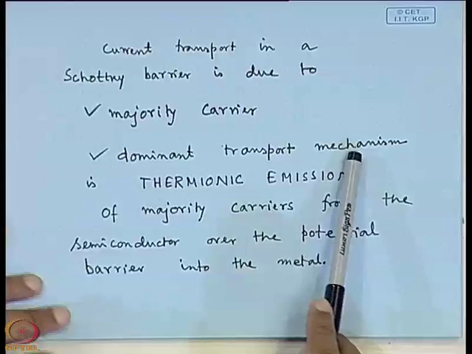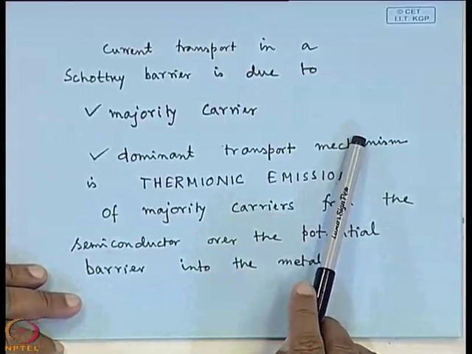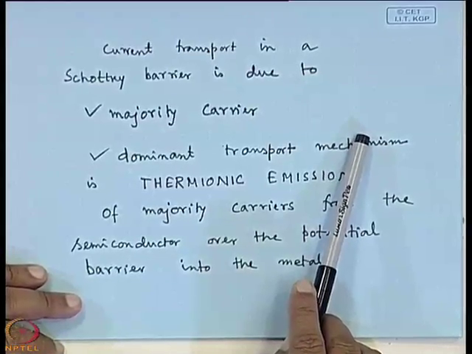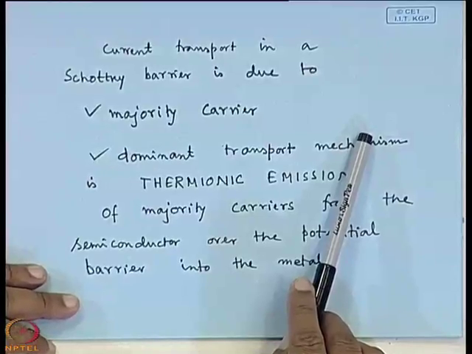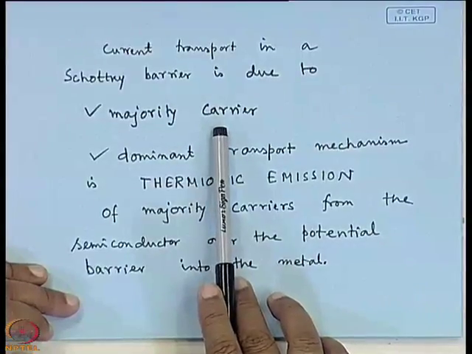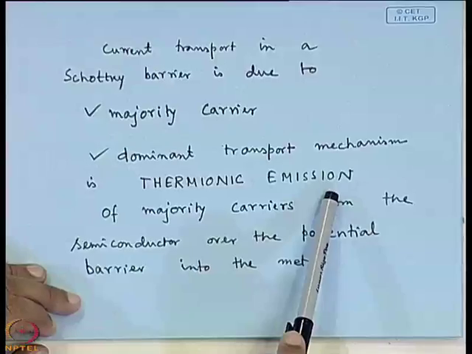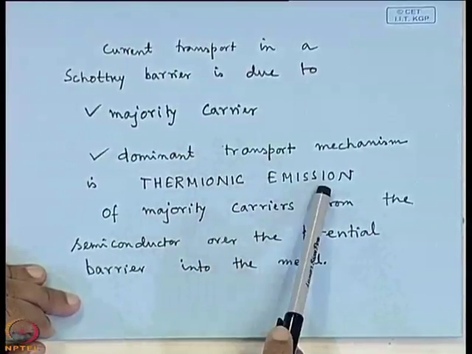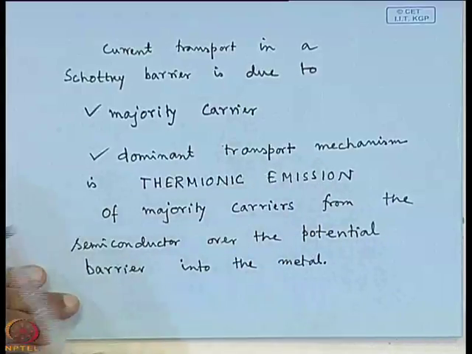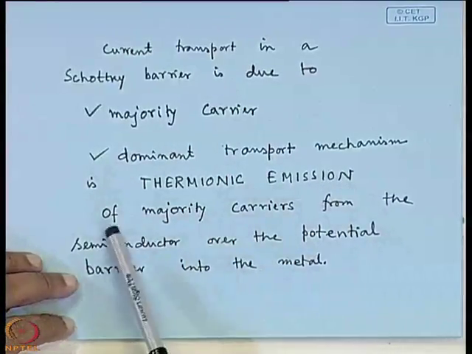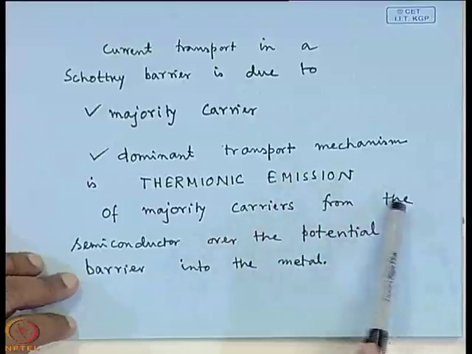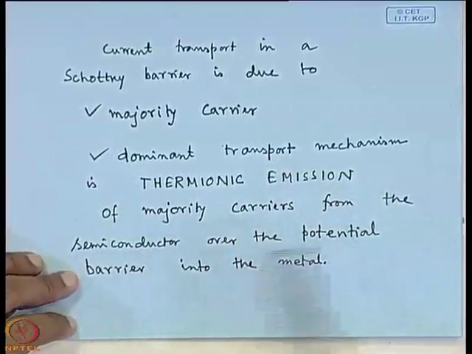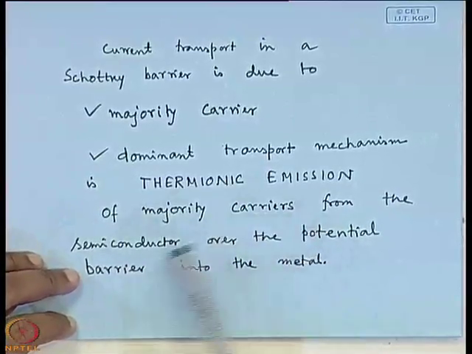In p-n junction, what is the mechanism? Drift and diffusion. In p-n junction, what was the mechanism of current transport? Drift and diffusion. In Schottky barrier, no, it is a thermionic emission. We shall prove that it is the thermionic emission of majority carriers from the semiconductor over the potential barrier into the metal. Over the potential barrier means the VBI.